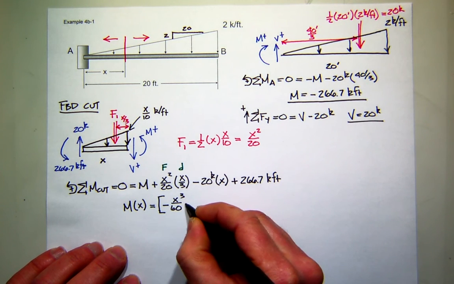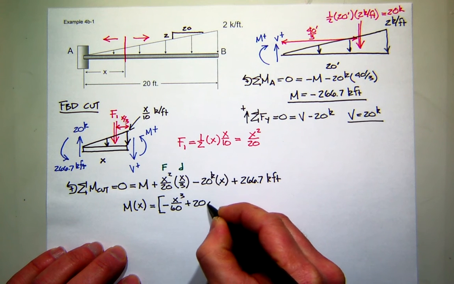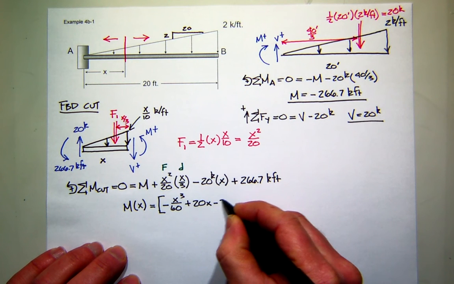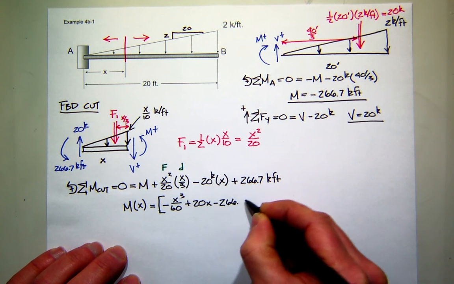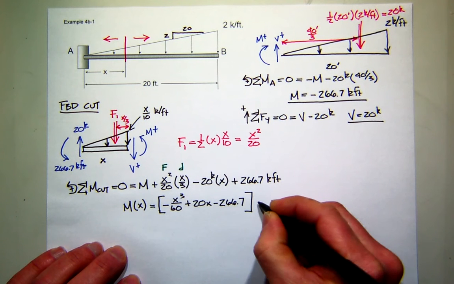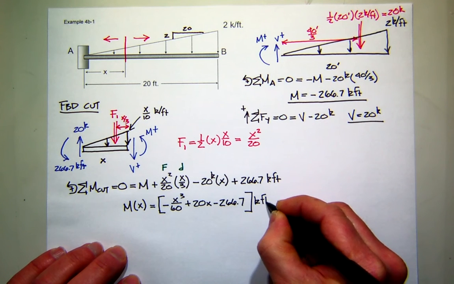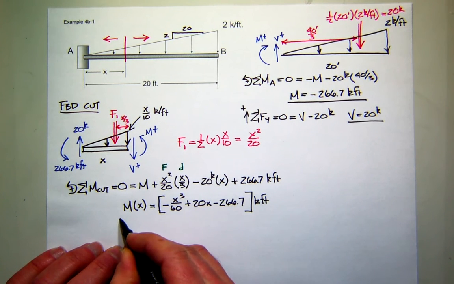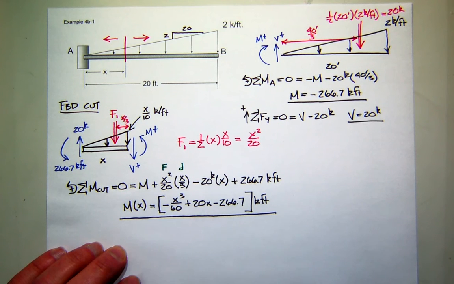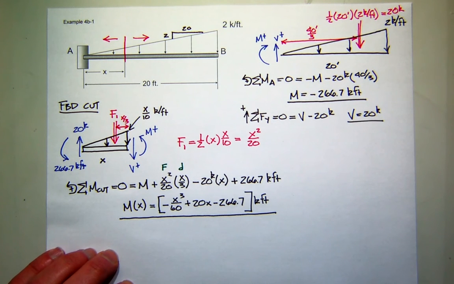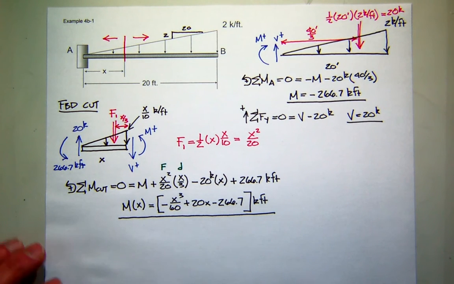This term becomes positive, so that's plus 20x. And this term becomes negative. And the brackets will just let me say that all those terms have kip feet. So there's my equation for moment. Does it work? Most of the time you can check it.